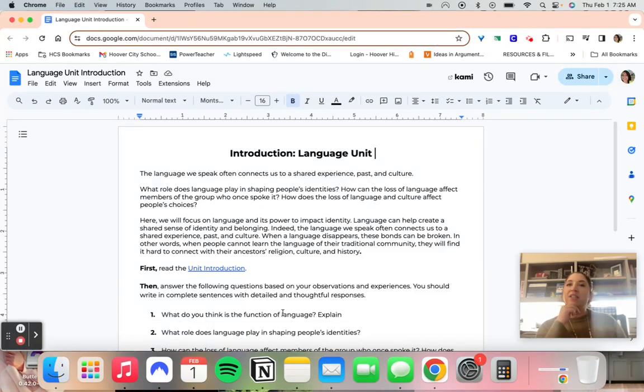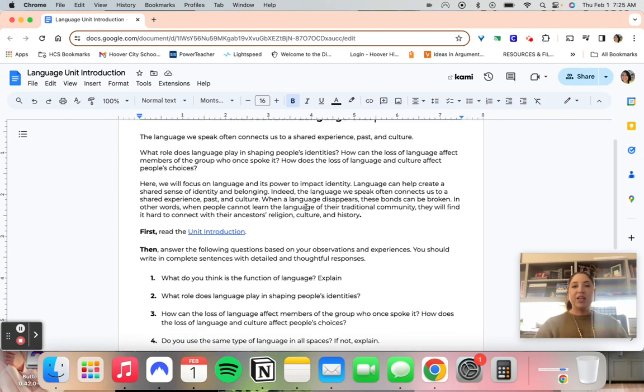And what that means is that this is the topic that we're going to be working with for the next couple of weeks. We're going to work through thinking through the different ways that we use language, the ways that language holds power, and the way that different communities use language and what that tells us about different people. And so we're going to start here with just an introduction to the language unit.